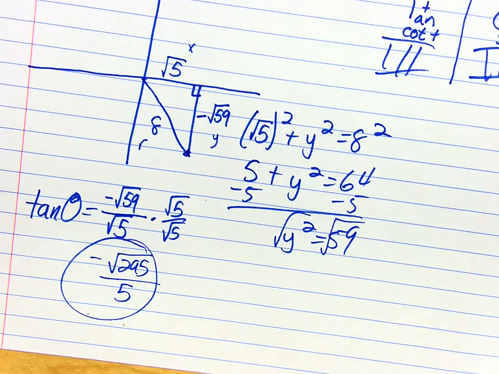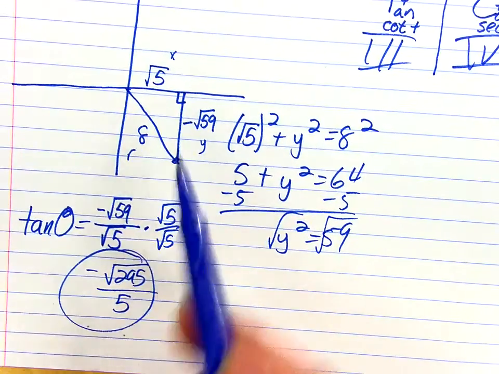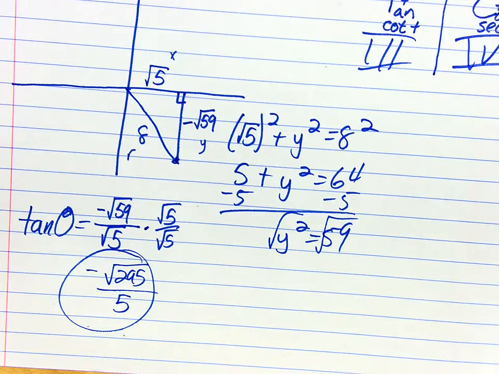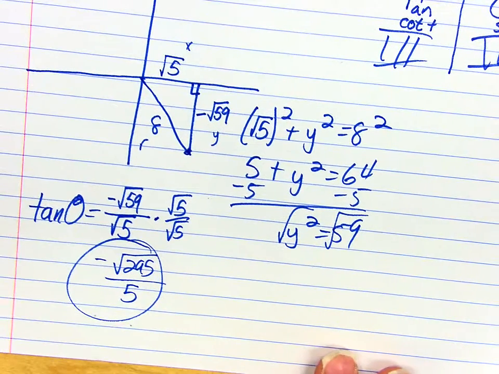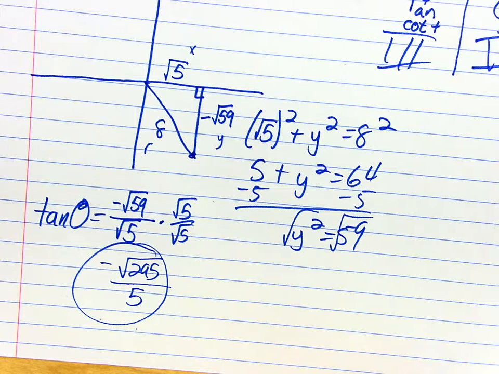Same thing for any of the other 6 that you needed to find, right? Just put whatever number over whatever number and then rationalize the denominator if you need to. Does that make sense? Yeah? Okay.